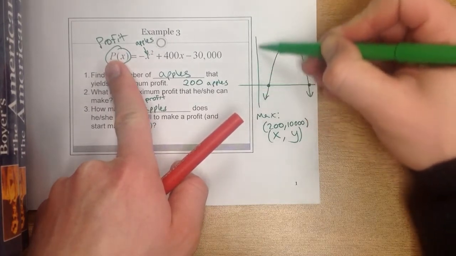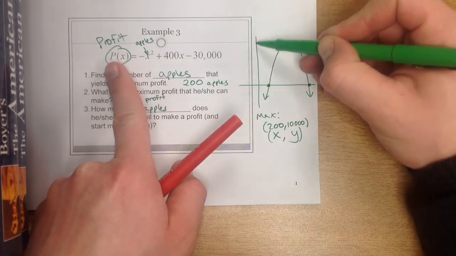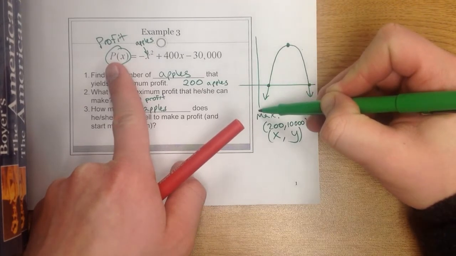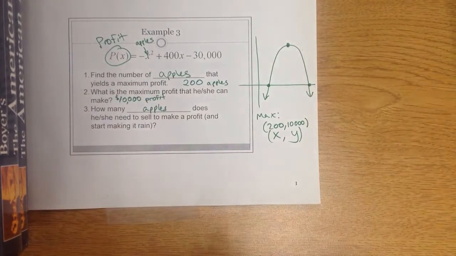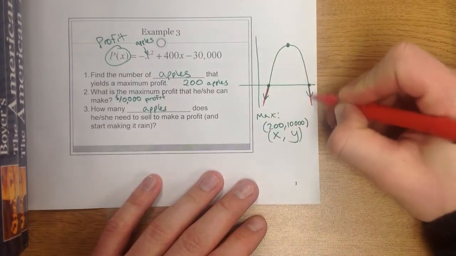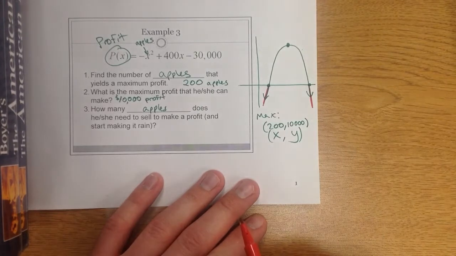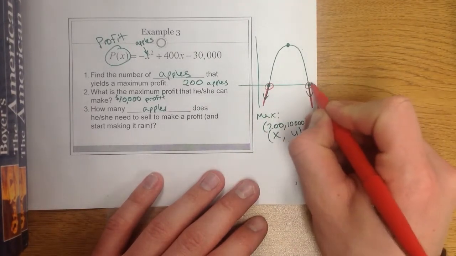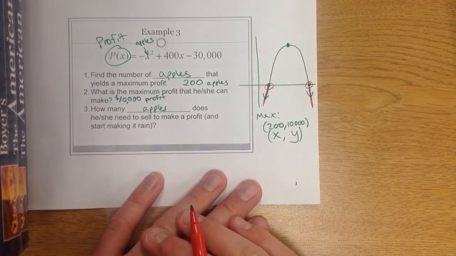Now, the y is my P of x, my profit. The higher this goes, the more profit I'm making. The lower this goes, the less profit I'm making. Until I get here and I go below, well, now I'm losing money. My company is in the red, so to speak. So this is bad. Down here is bad. I don't want this, all right? And I don't want to be making no money either. Okay, so here at my x-intercepts, I'm making $0.